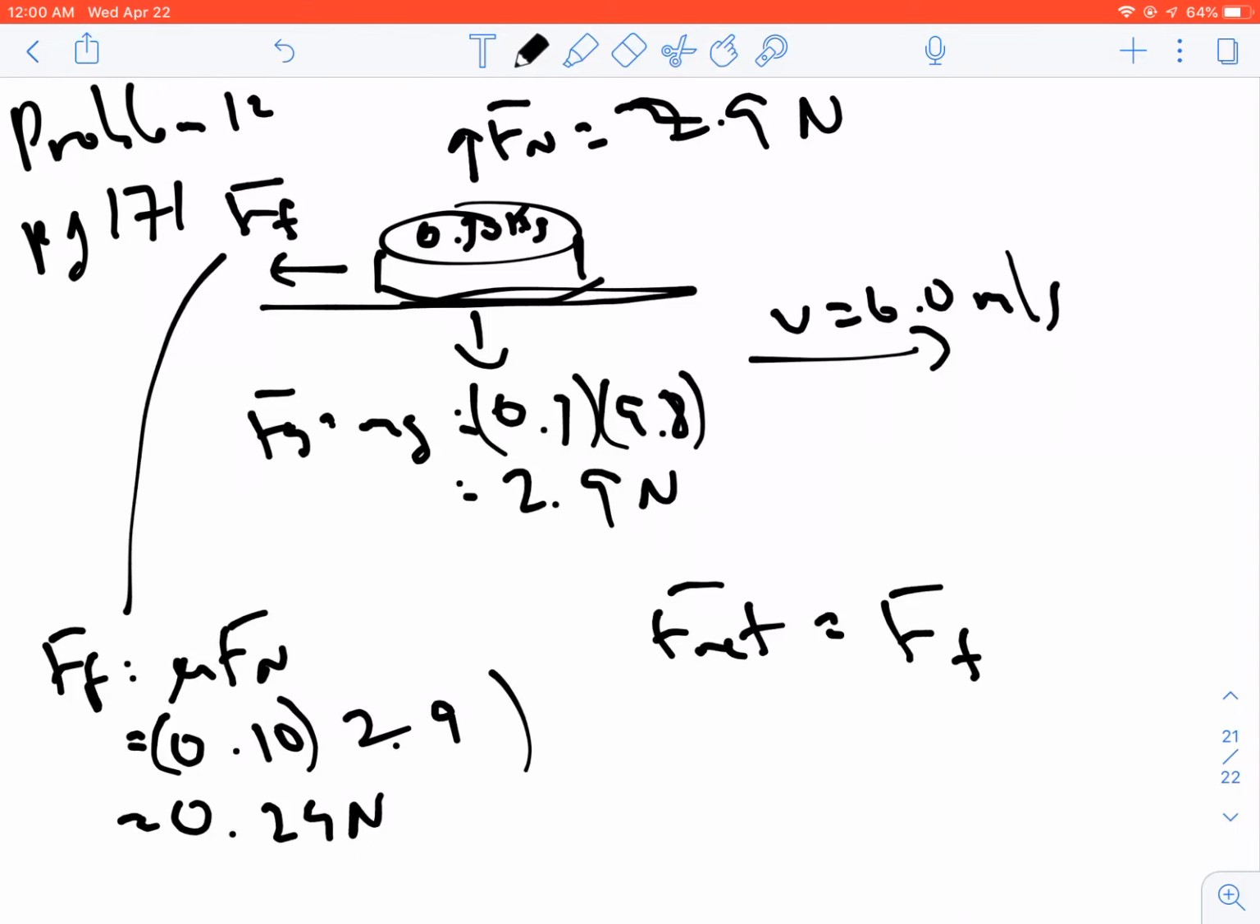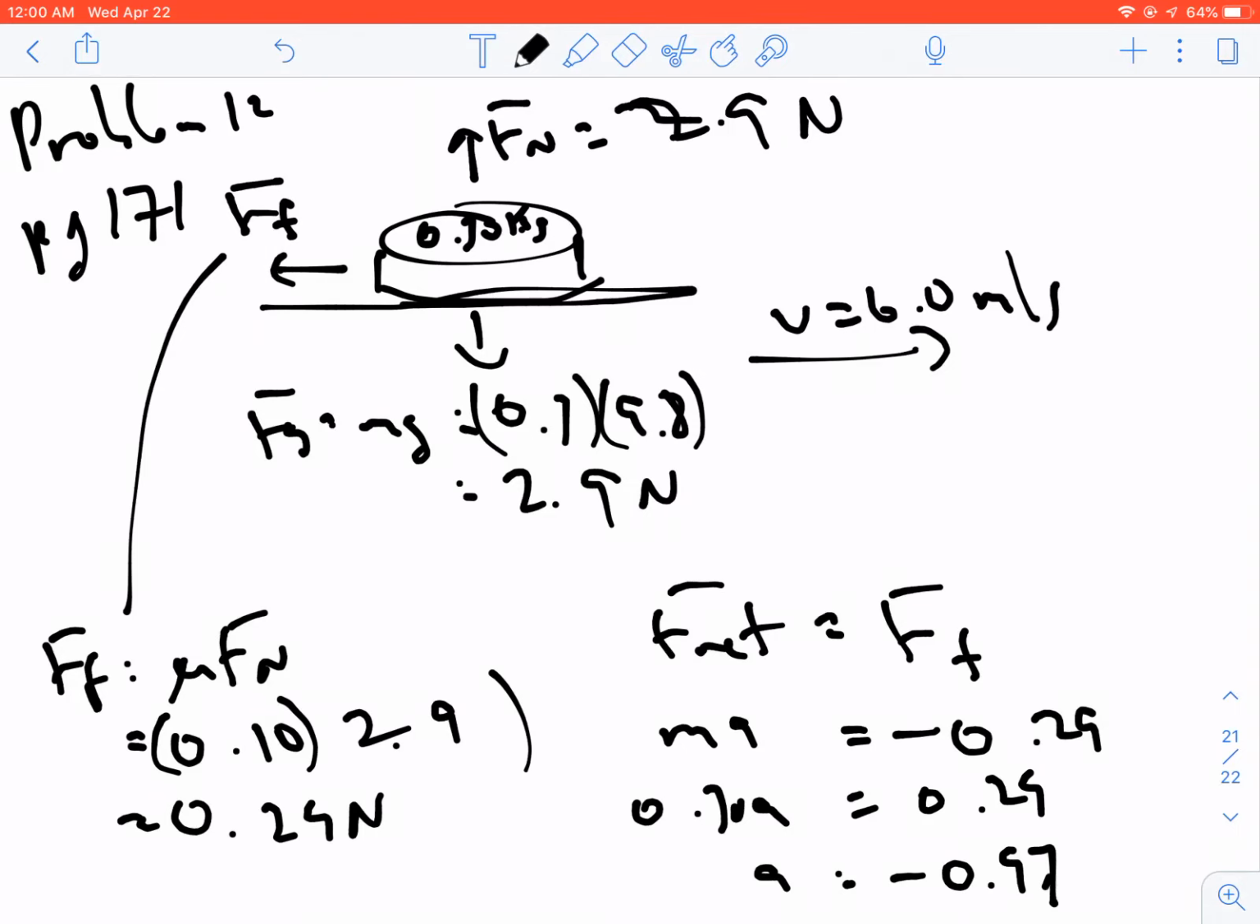Okay, so the F net is equal to the frictional force, which is in the negative direction, and it's 0.29 newtons. F net is ma, which is 0.3 a. So I can calculate my acceleration. Acceleration is 0.29 over 0.3, which is negative 0.97 meters per second squared. So now I have an acceleration, and now it's going to come to rest.